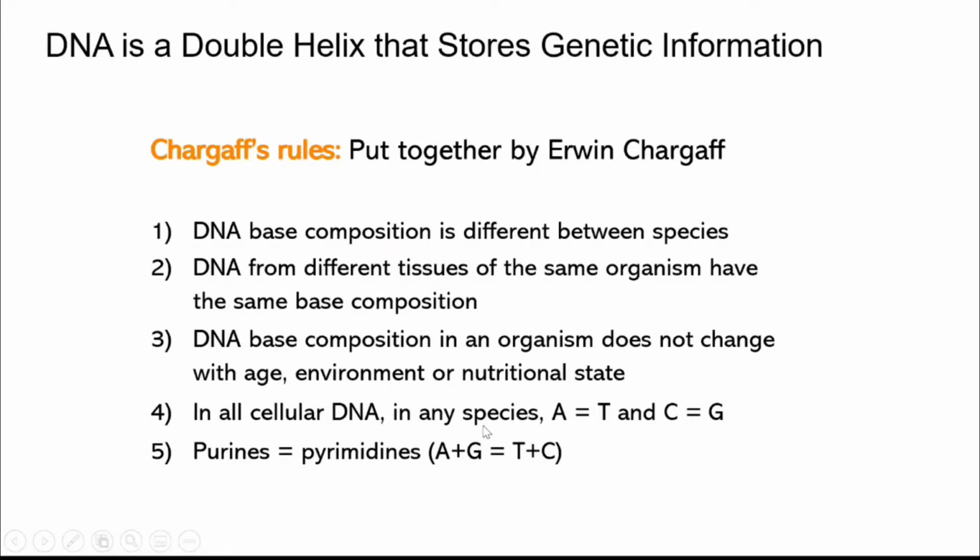In all DNA, in all species, A pairs with T and G pairs with C, which means the amount of A is the same as T, the amount of C is the same as G, which means that the amount of purines is the same as pyrimidines. Okay, so I'm going to ask you something here.